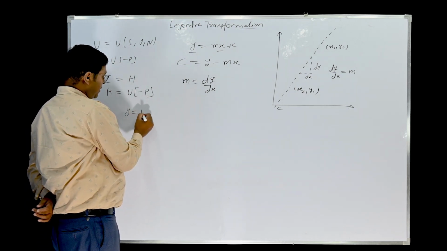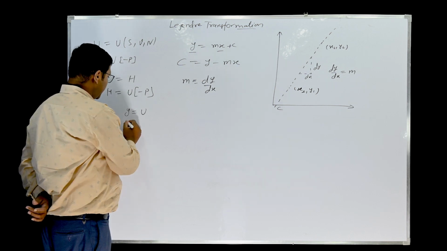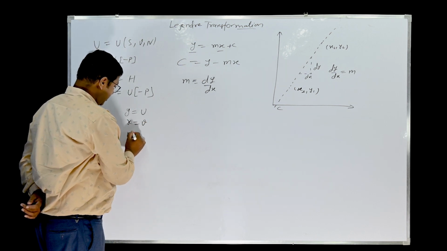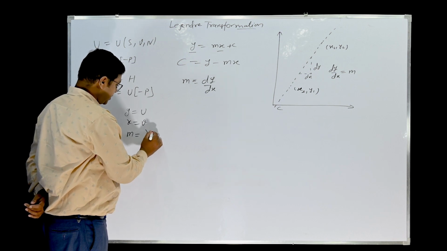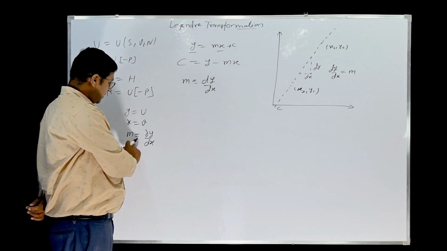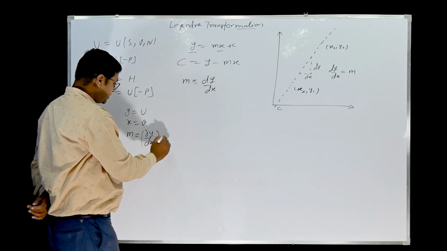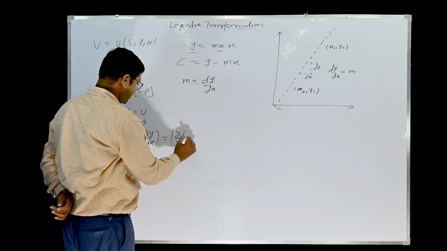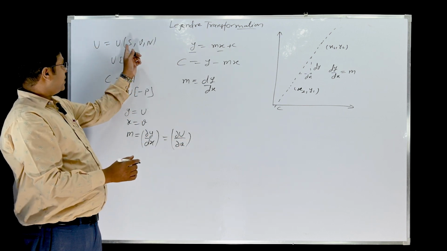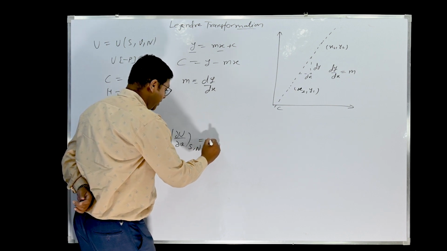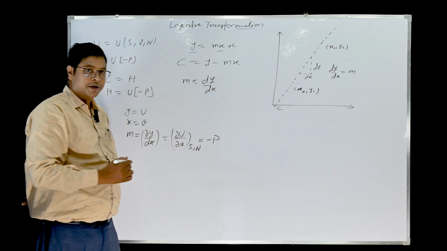So what am I replacing? In place of y, my y is U and x is V. I would like to replace m, and m is nothing but dy by dx. It means that it is dou U by dou V, where S and N are constant. This I can replace with another term, minus P.